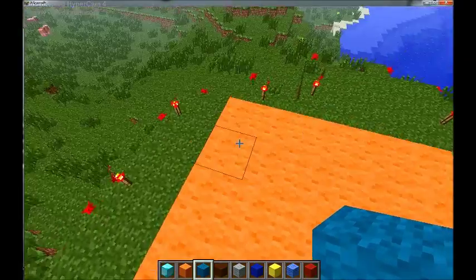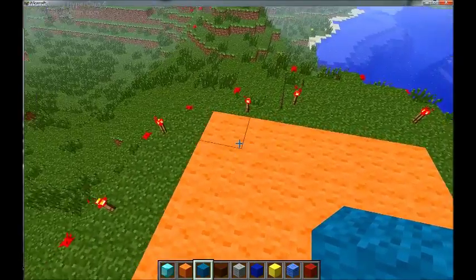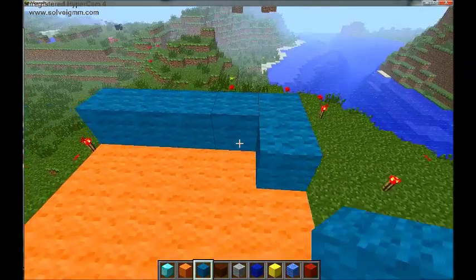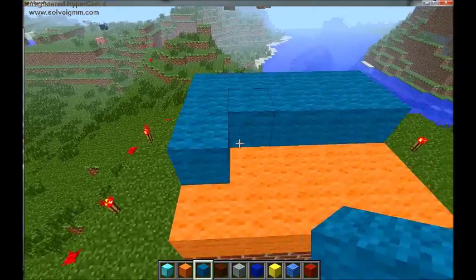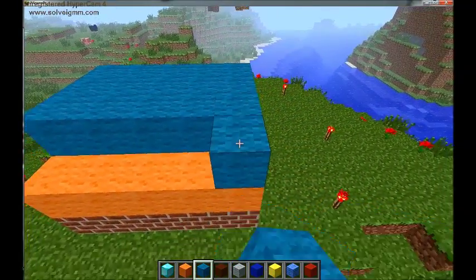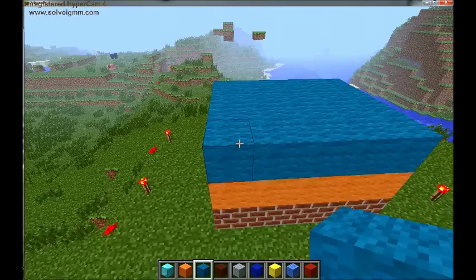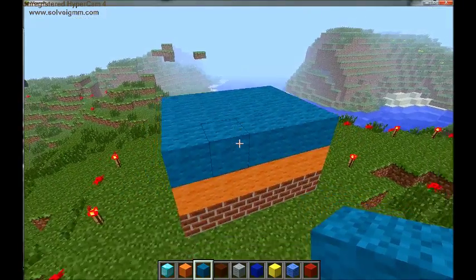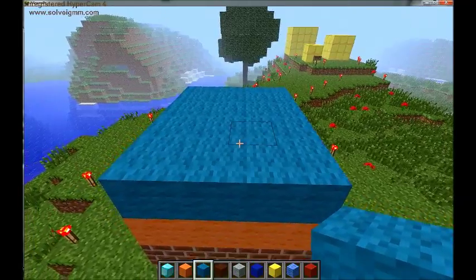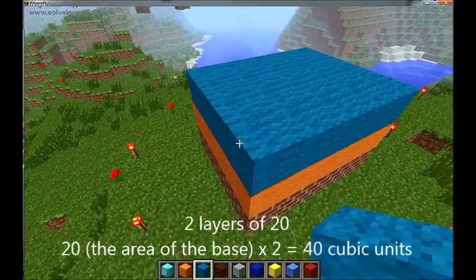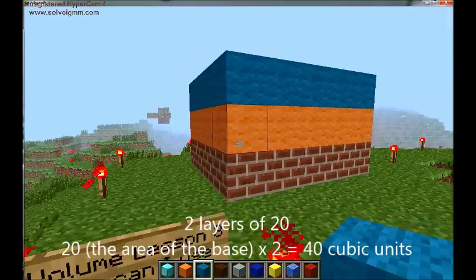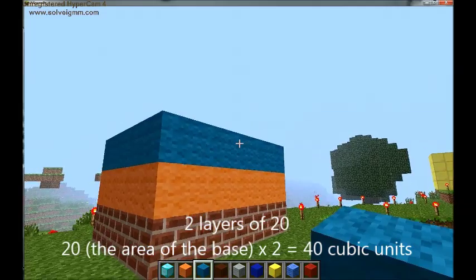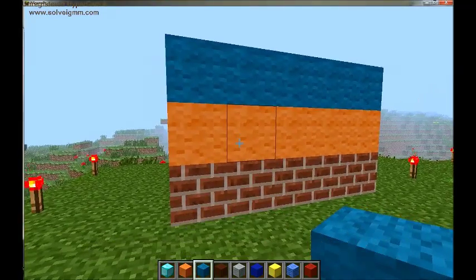Well, let's add another layer. So that's 5 again, 10, so this is another 20 units. I added another layer, and it's still 20 units. So now I have a rectangular prism that has 20 cubic units and another 20 cubic units. So I have 40 cubic units right now.